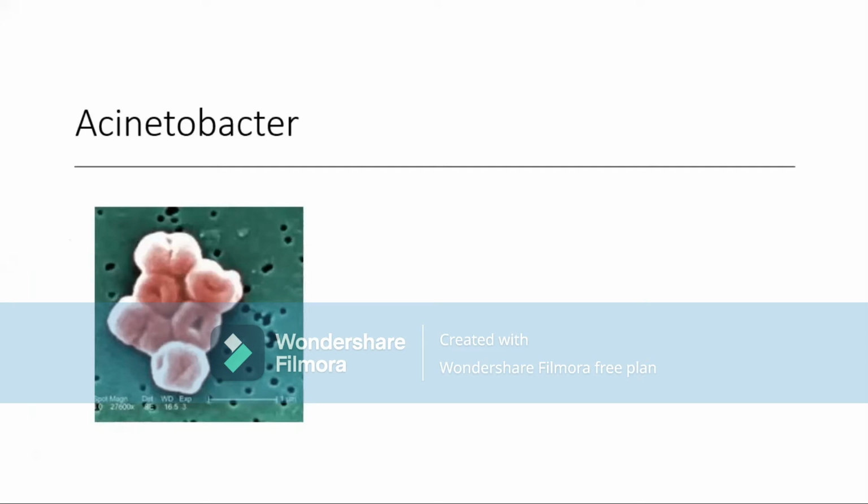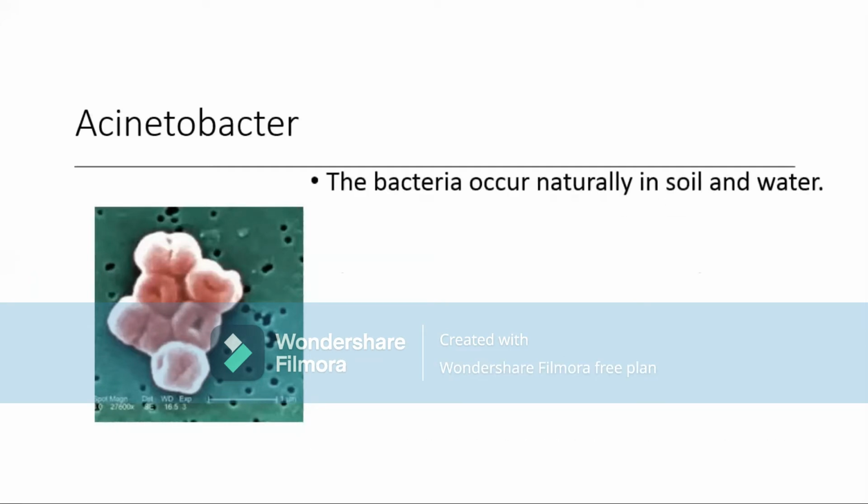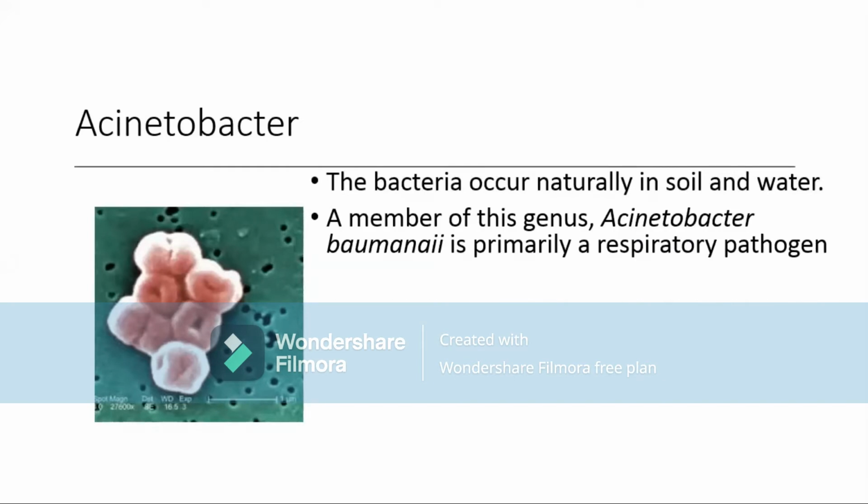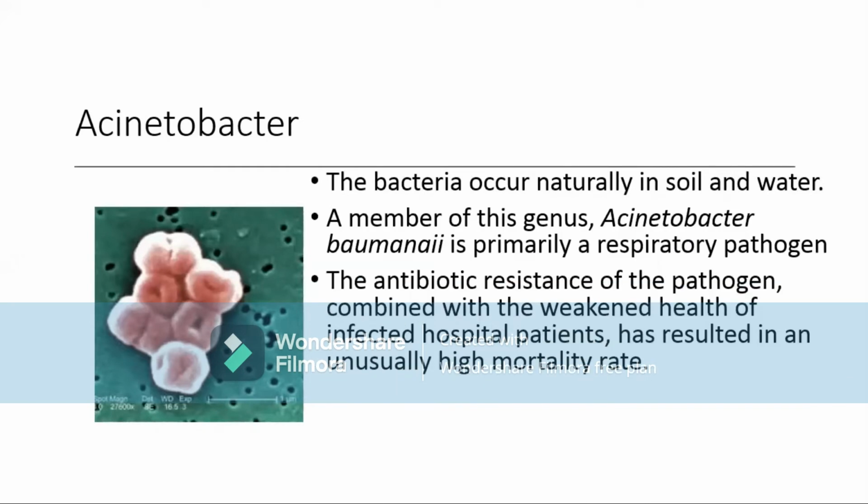Another important member of this Pseudomonadales group is Acinetobacter. Now this Acinetobacter is well known for its ability to resist antibiotics, right? And one of the members is Acinetobacter baumannii, and this organism actually displays a great deal of antibiotic resistance.